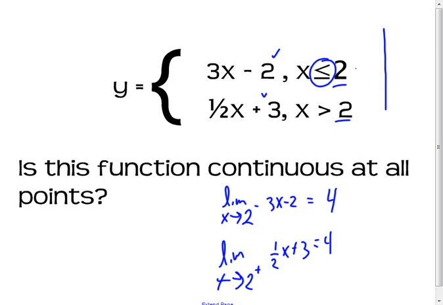So if I graph that one, it'll be something like this. That's the 3x minus 2, stopping at 2. And then 1 half x plus 3 would look something like that. We'd have a filled in circle because of this.